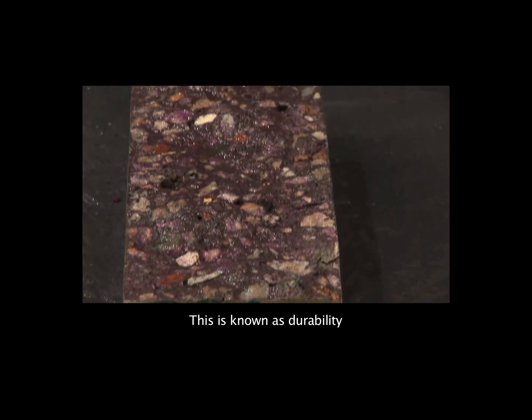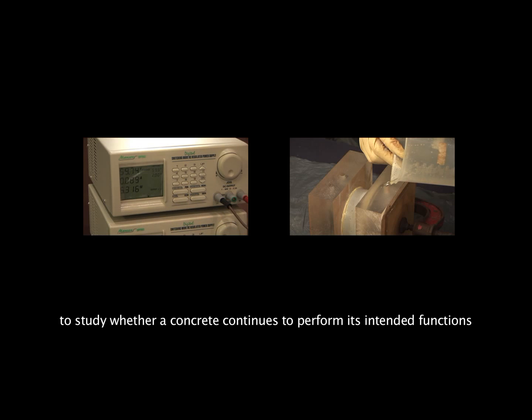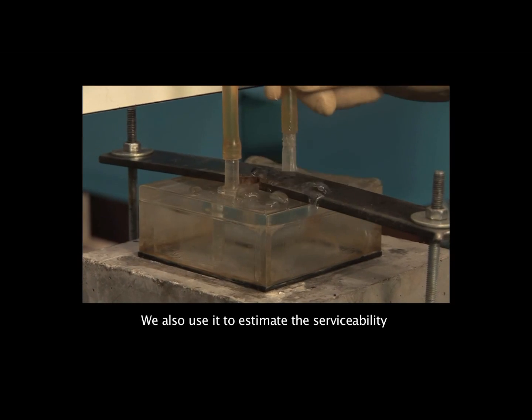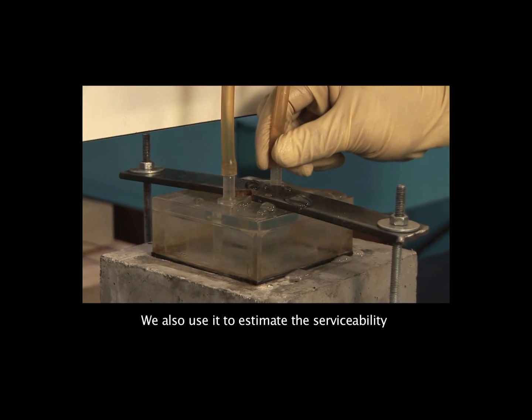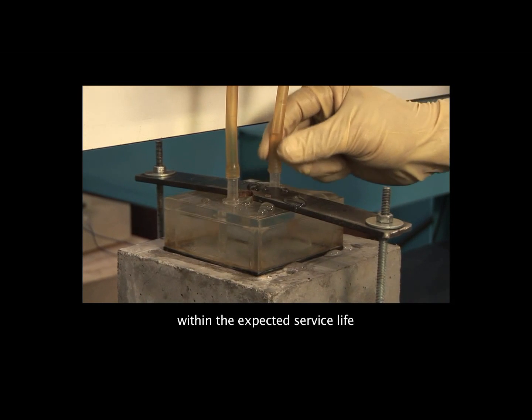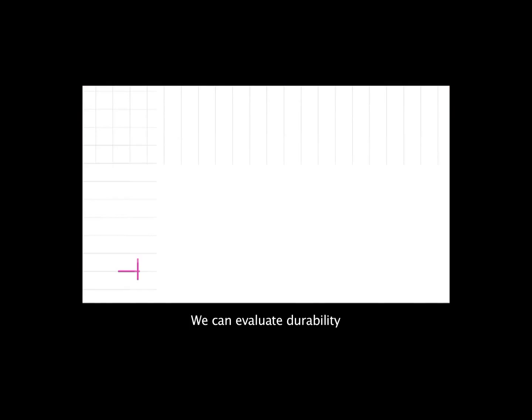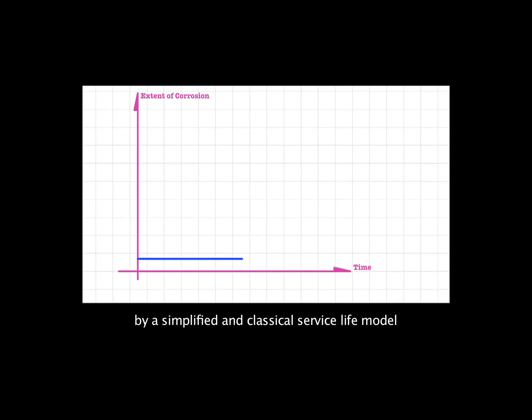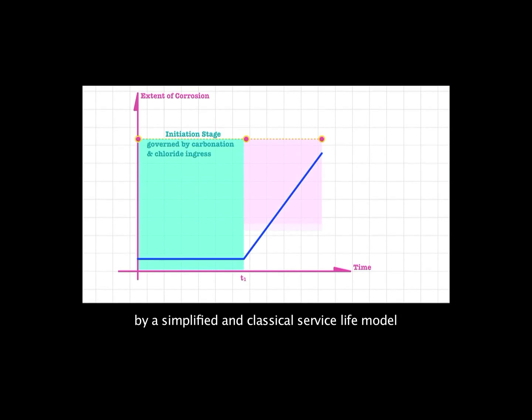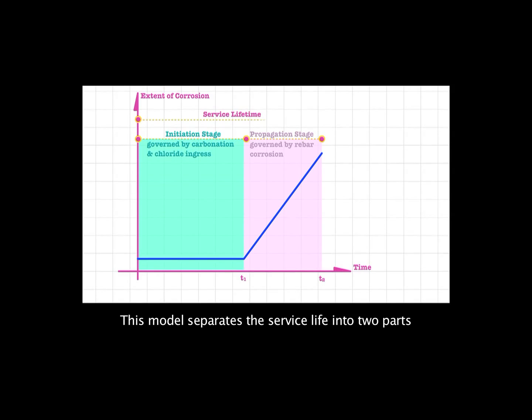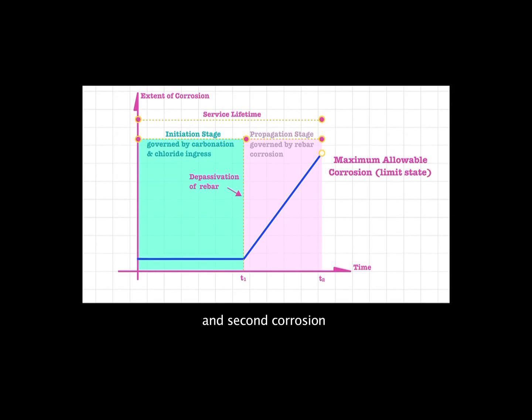This is known as durability. We use durability indicators to study whether a concrete continues to perform its intended functions. We also use them to estimate the serviceability within the expected service life. We can evaluate durability by a simplified and classical service life model. This model separates the service life into two parts. First, carbonation, and second, corrosion.